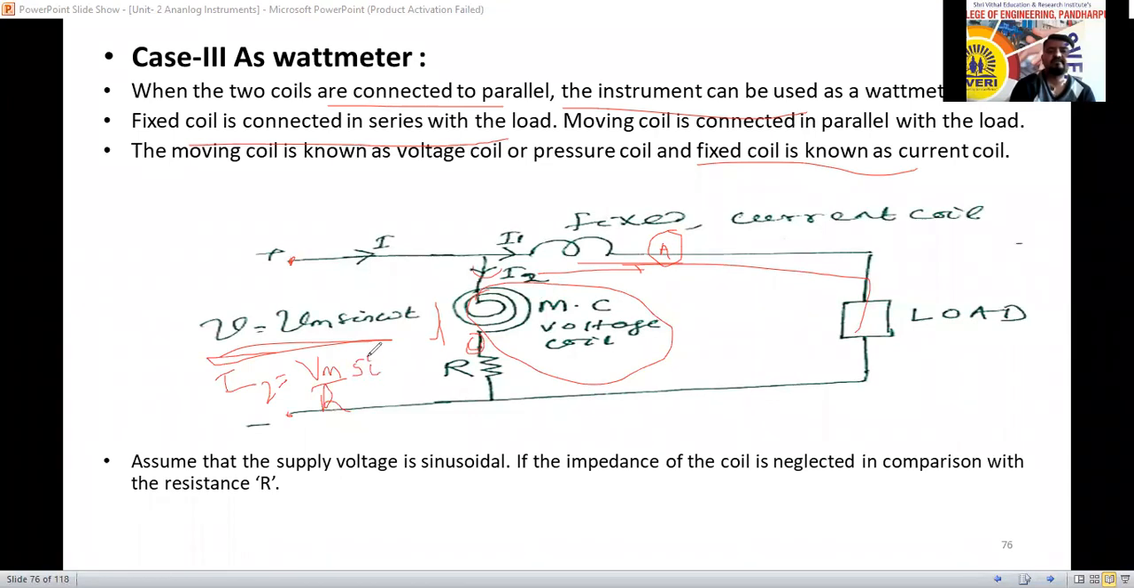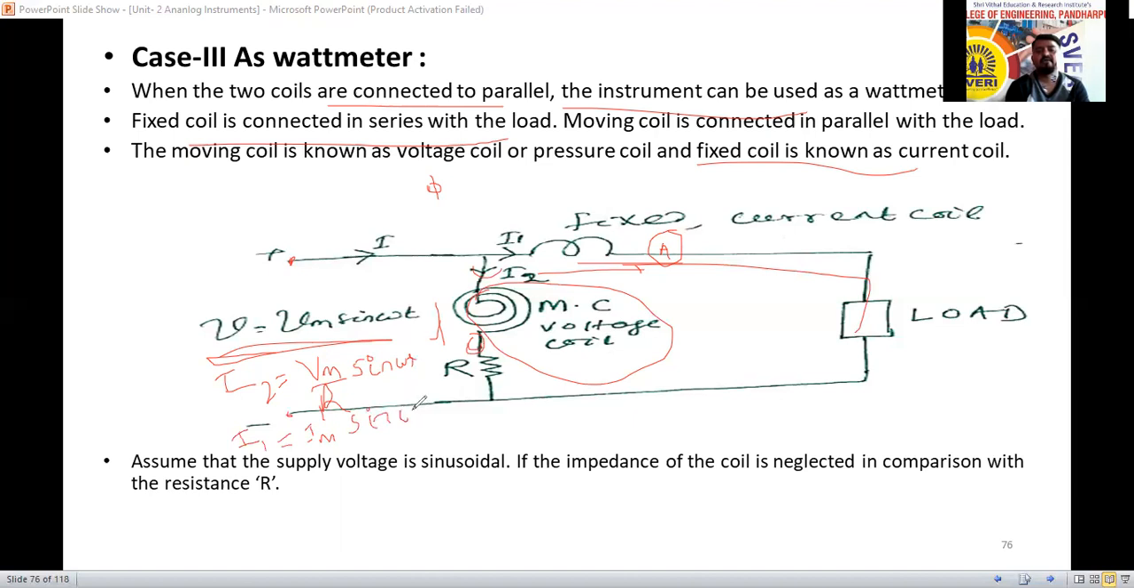Sin omega t, the current formula. If the angle between I1 and I2 is phi, suppose the phase difference between I1 and I2 is phi. In that situation, we can consider Vm by R equal to Im, or I1 equal to Im, the maximum current, sin(omega t minus phi). We can consider it like that also.